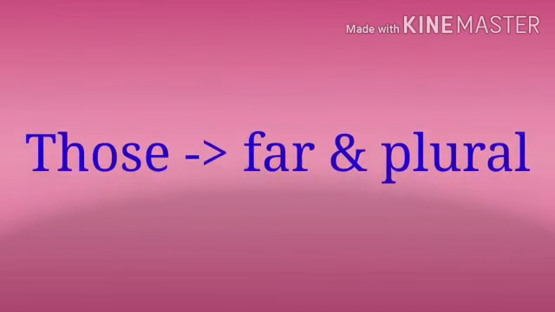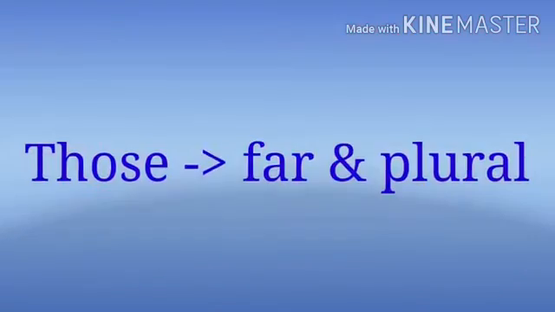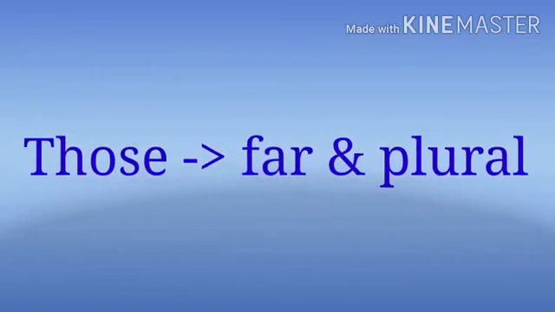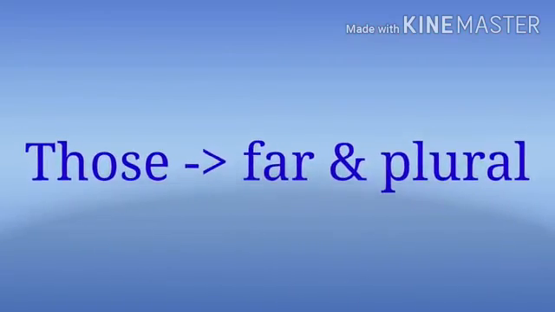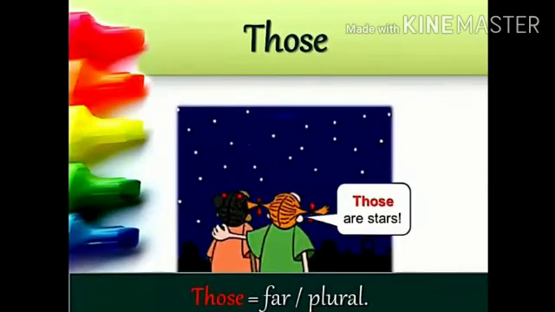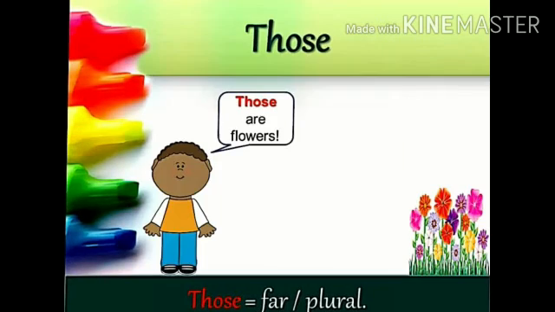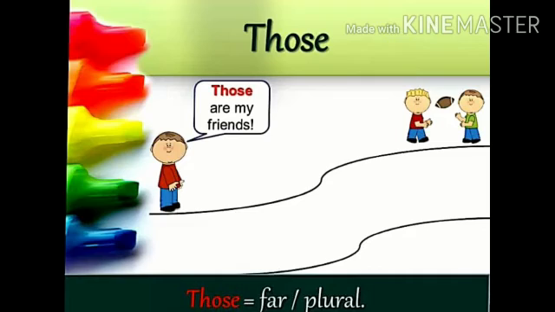Dear children, now let me tell you about those. Those are used to tell about far and plural objects. For example, look at those. Those are stars. Children, can you count and touch the stars? No, because they are far from us and they are plural. Look at those. Those are flowers. Look at them. Those are my friends.